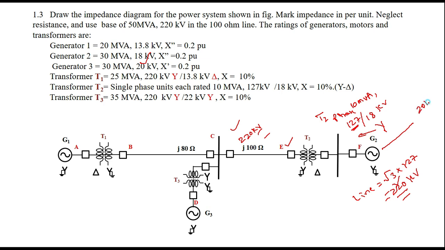Then what is the secondary of the single phase transformer? It is 18. Suppose this side you are connecting in delta, phase voltage is equal to line voltage. Therefore it is 18 kilovolts. You connect in delta so that you are getting 18 and it is matching with the rating of the generator. This is how you have to choose the rating of the transformer T2.